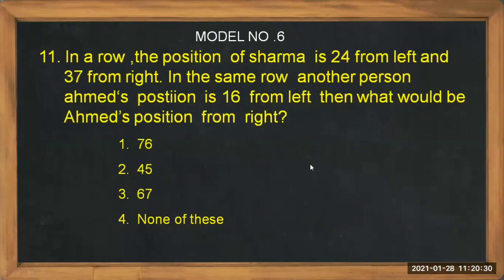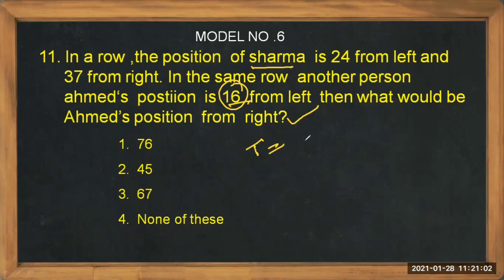Same problem, same model. Let's see one more problem. In a row, the position of Sharma is 24 from the left and 37 from the right. In the same row, another person, Ahmed's position is 16 from the left. Then what would be his position from the right? The same: we need to get the total from Sharma, and by using this total and this rank, we can find Ahmed's rank from the right. Very simple. Let's find the total by using Sharma's ranks.